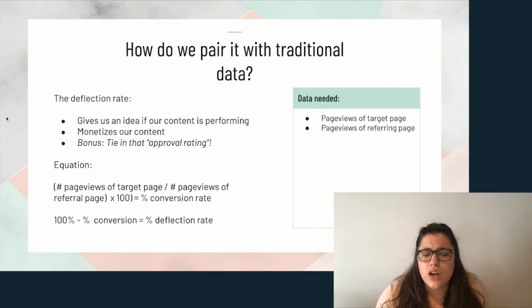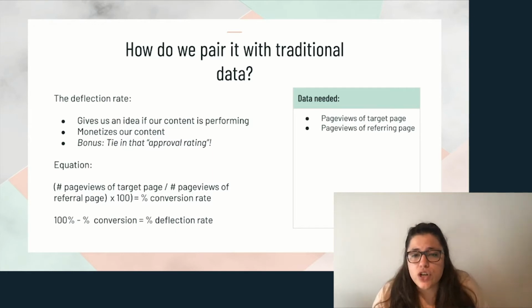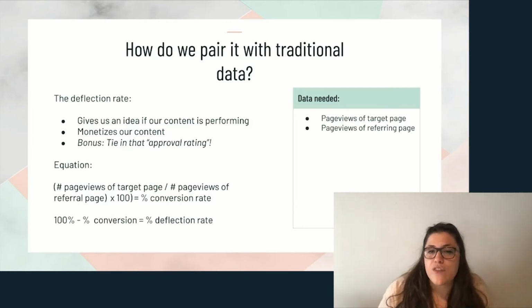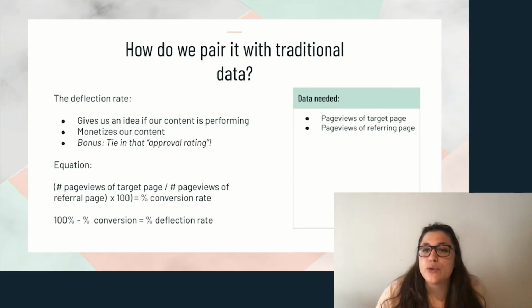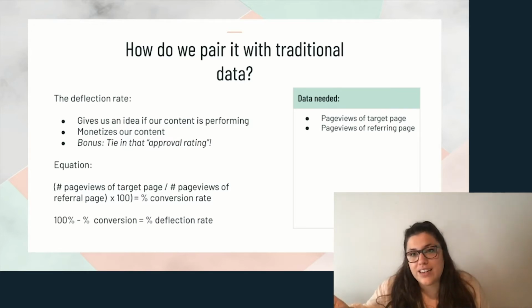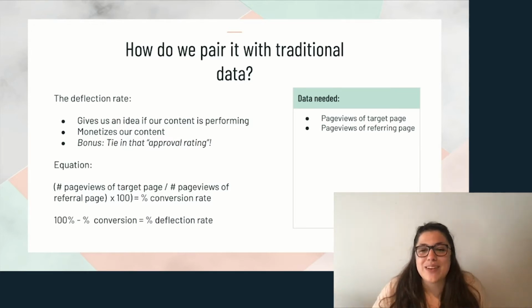And the equation that we use is number of page views of the target page, so the page after the drop-off, divided by the number of page views of the referral page, so the page before the drop-off, times 100, and that gives you a conversion rate. So again, normal funnel conversion rate is you want to get that high, but we want the deflection rate, so we subtract that from 100%. And I'm really sorry for people that don't like numbers, it's worth it, I promise.